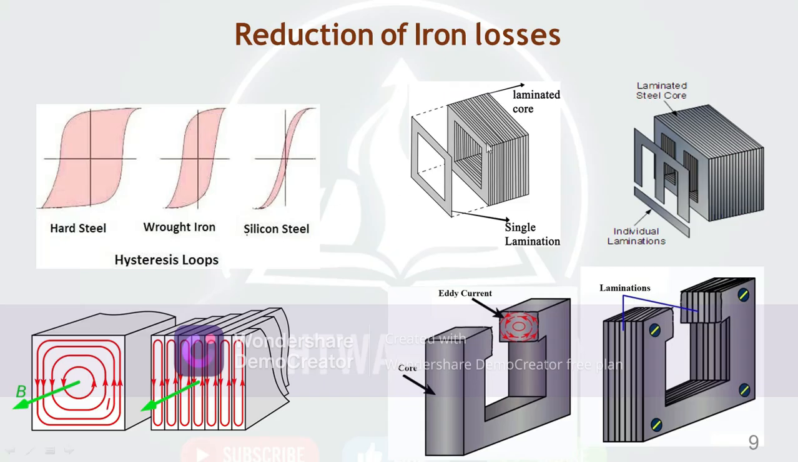And here the lamination is provided. Why do we laminate this core? Because if we use a single solid core, then the eddy current loss will take place here. If we replace this single core by a laminated core like this, the circulating eddy current gets distributed, or disrupted. In this way the resultant magnetic flux is increased by the construction of a laminated core.